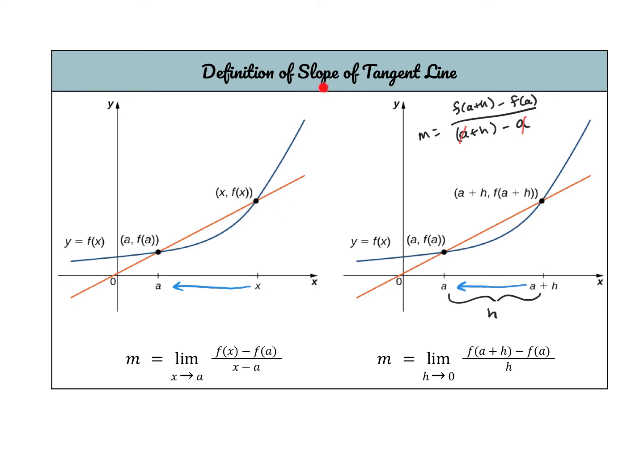But again, it's just the slope. So we're still using the slope formula, but we're incorporating that limit to bring the 2 points closer and closer together. So again, both of these are really common ways that you'll see this definition. It's important to know how to interpret and use both forms.